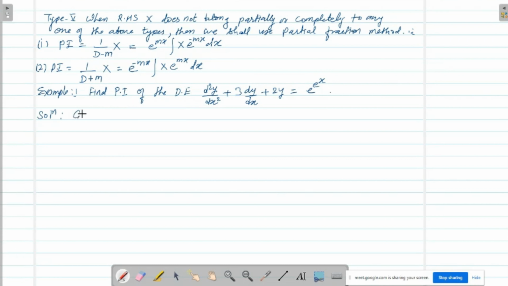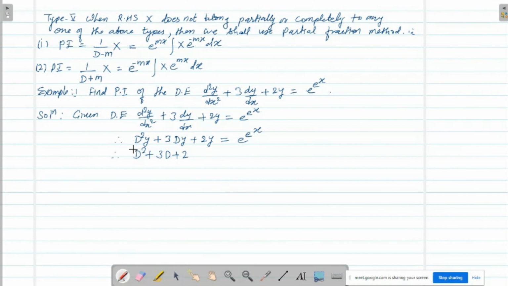First of all, we will copy the given differential equation. What is the given differential equation? d square y by dx square plus 3 dy by dx plus 2y, and this equals e raised to x. Okay, so this can be written as d square y plus 3 dy plus 2y, which is equal to e raised to x. Now we'll take y as common from each term, so we'll have d square plus 3d plus 2 into y, and this equals e raised to x. See here, the right hand side is what? Exponential function, e raised to x. This function does not belong to any of the forms.